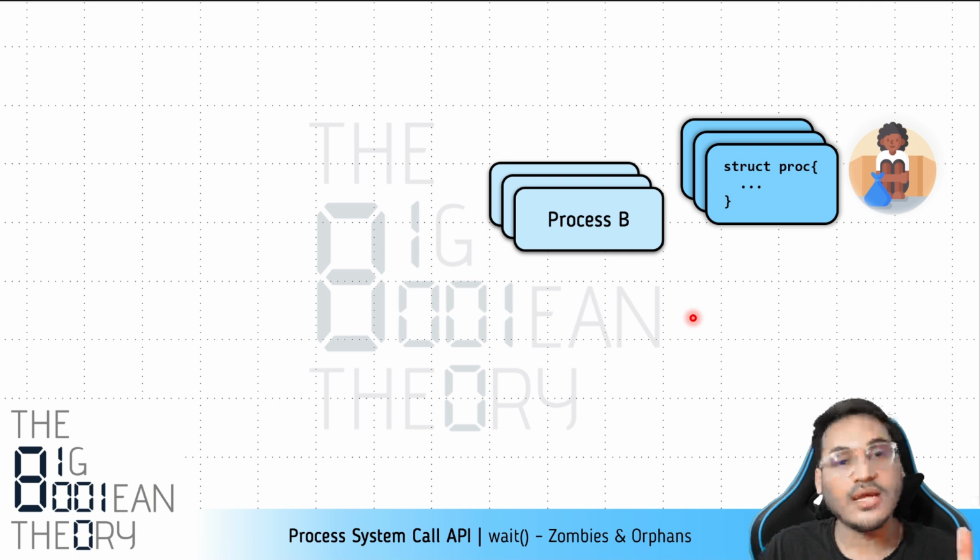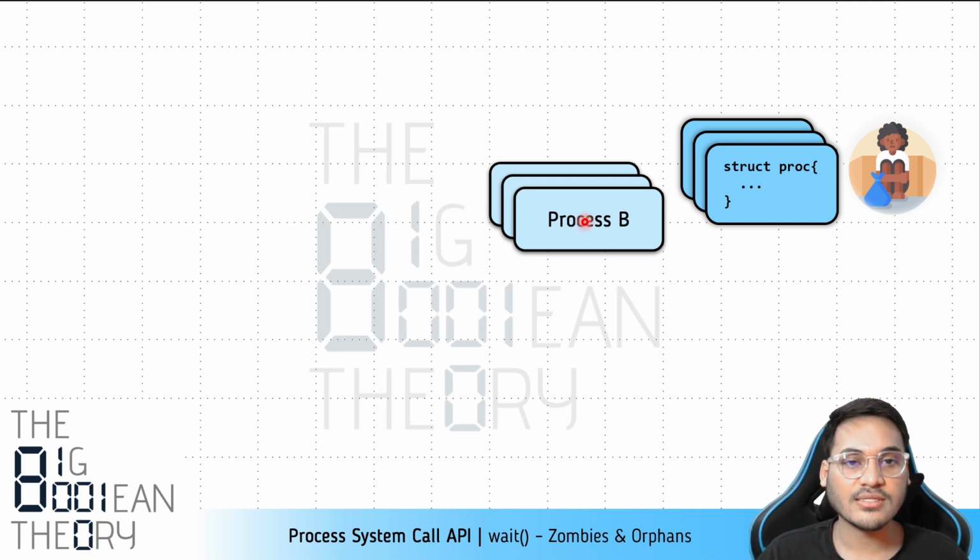Understand the difference between a zombie process and an orphan process. A zombie process is one which has exited, but the parent has not yet called wait. An orphan process is one where the parent process has terminated, right? In the zombie, the child process is getting terminated before the parent process calls wait. In the orphan process, the parent process is getting terminated.